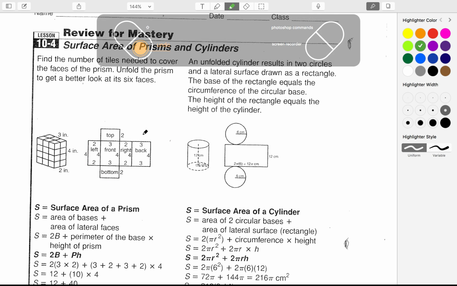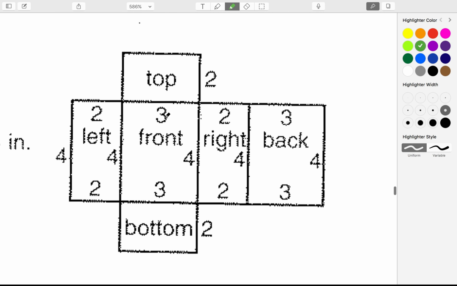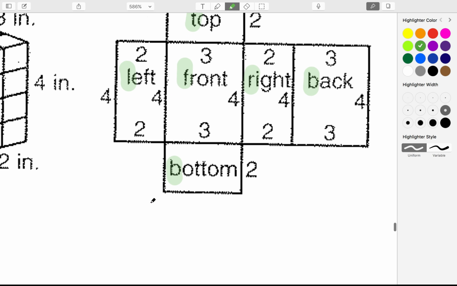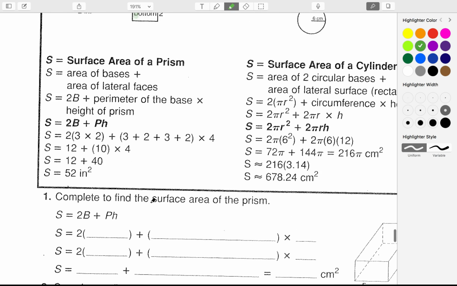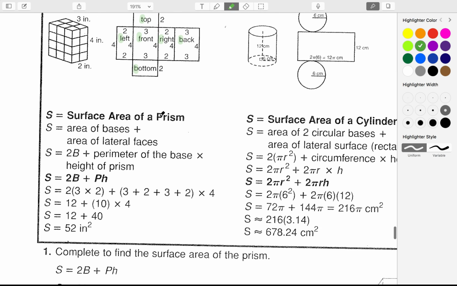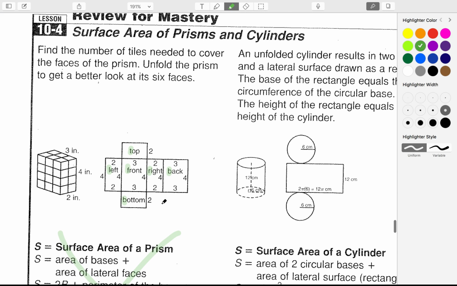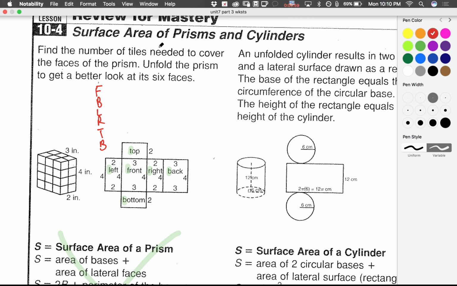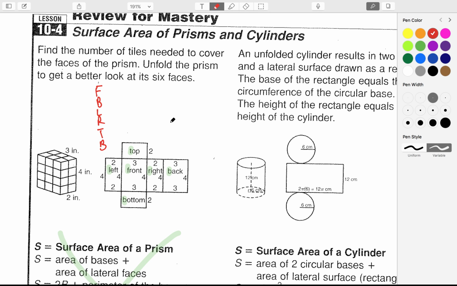Now, the way I like to keep this organized when I'm finding surface area is by just looking at the front letters, right? I don't like coming up with a formula like they do down here with the 2B plus PH, so we won't even look at this. What I like to do is say, all right, we're going to say the front, back, left, right, top, bottom. That covers all the sides for this area, right? This covers everything on this 3D object.